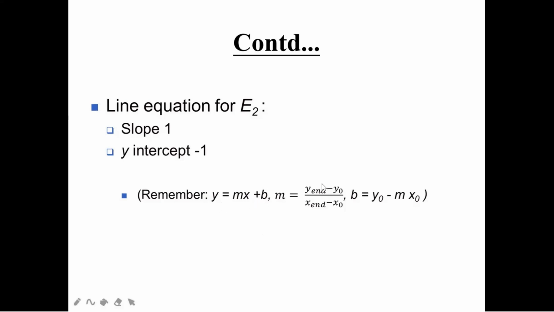So m will be equal to the end value of your y coordinate minus the original or starting point, divided by x end minus x0. So you are going to find the slope value, and you have this b value, which is a constant. If b is here, then just take mx0 to that side and put it as your starting point, so x0 comma y0. So these are all the values to calculate the line equations of each of the edges.